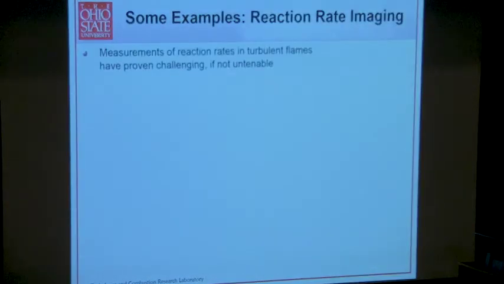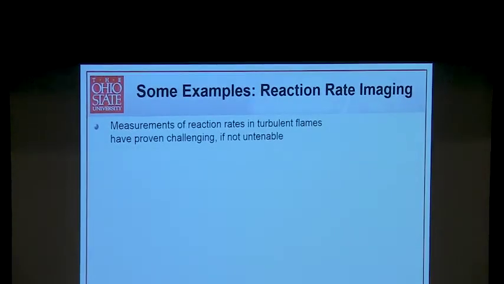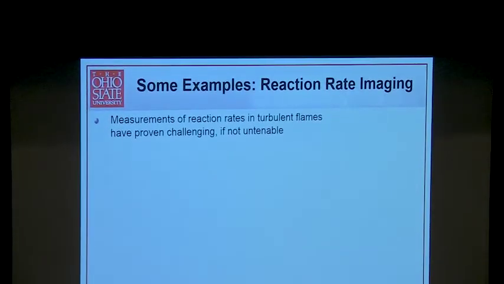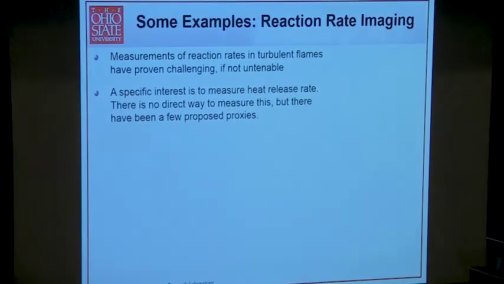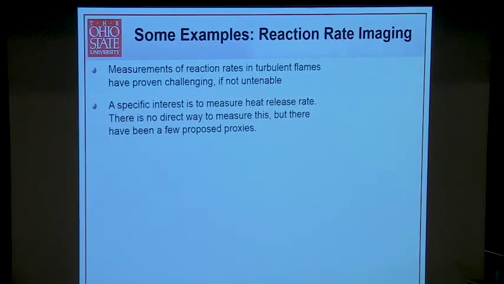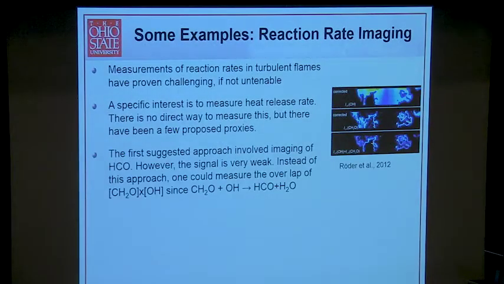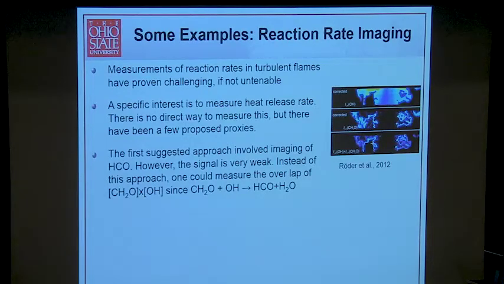Okay. Finally, we can look at some of the strategies that have been used for reaction rate imaging. Obviously, it's a highly desired quantity to look at the reaction rates within the flames, but it's quite challenging. You'd want to measure a heat release rate, but there's no real way to measure this, so there are a few proxies. The first suggested approach involved imaging of HCO, as if you looked in laminar flames, the profile of HCO overlapped the profile of the heat release rate very well.